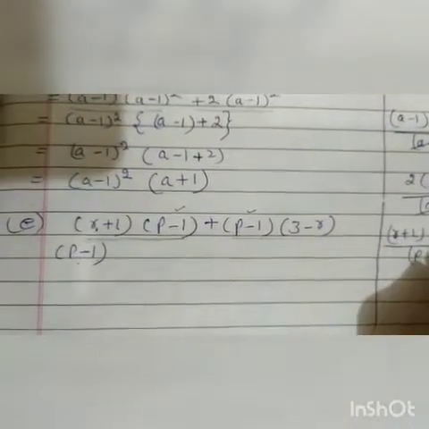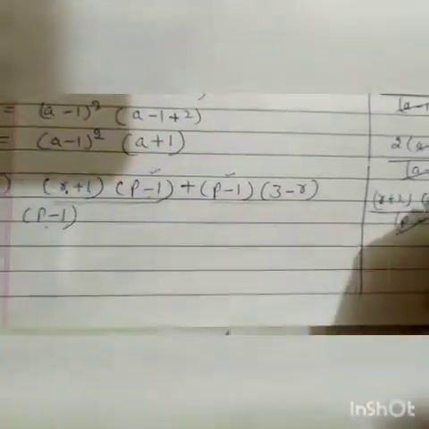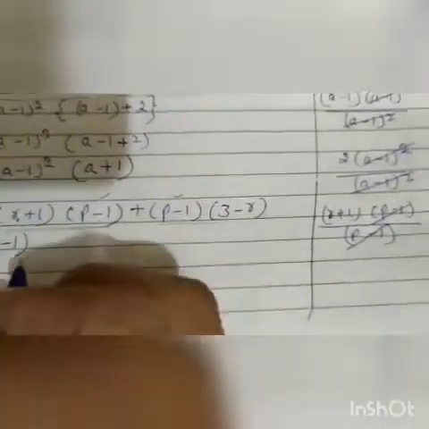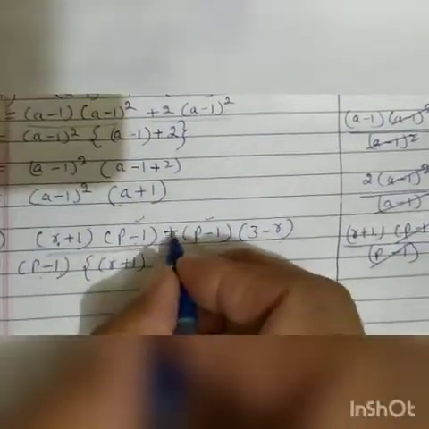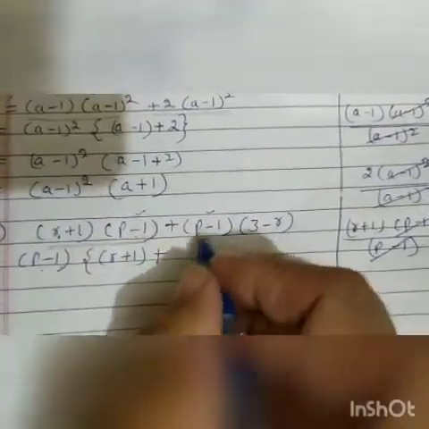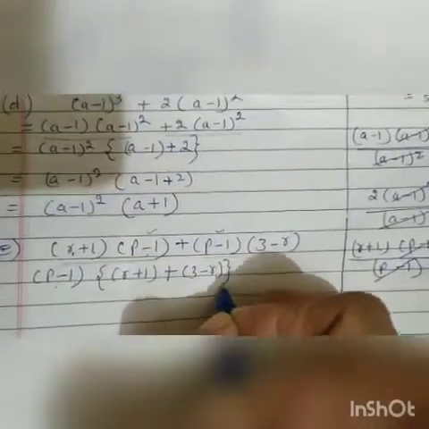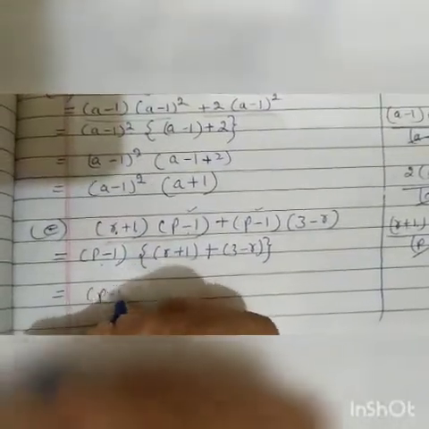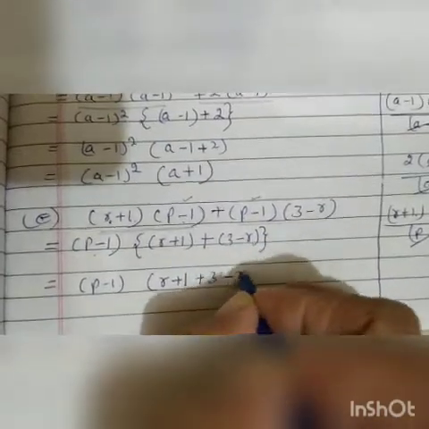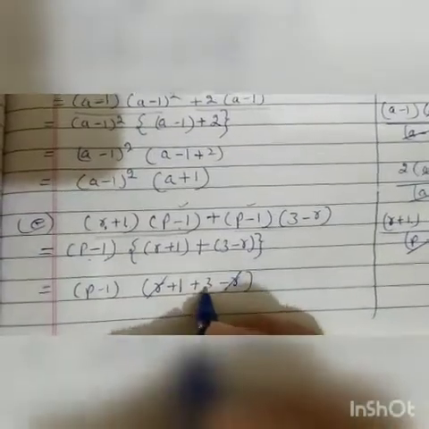(R plus 1)(p minus 1), this is the first term, the whole first term, upon this common p minus 1, cancel. Then what is left? From here it is left r plus 1. Similarly, now this plus sign, p minus 1 again cancel. What is left? 3 minus r is left from the second term. Now solve it. (P minus 1)(r plus 1 plus 3 minus r). This is plus r, this is minus r. R cancel. 1 plus 3, 4.